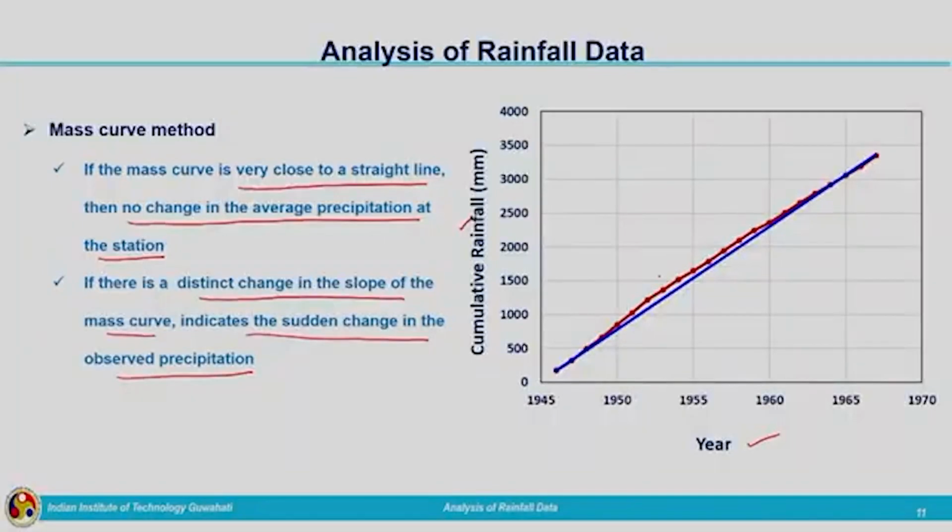Now, if there is any inconsistency, here in this figure you can see there is variation from the straight line. This line is slightly above the straight line. So, how can we correct this deviation? That can be done by means of the double mass curve.